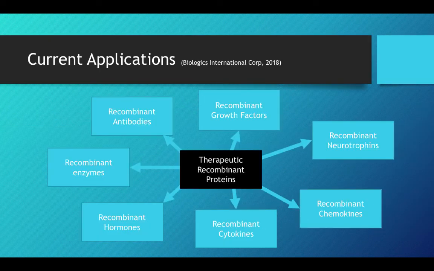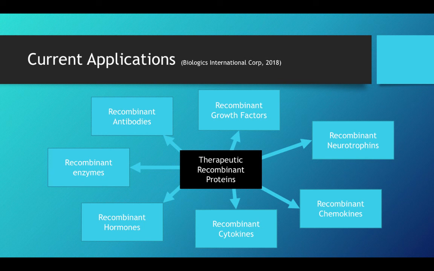Currently, there are a number of different therapeutic recombinant proteins available. These include recombinant antibodies. These are protein molecules that recognize and attack foreign bacteria and viruses in the body. Recombinant enzymes. These speed up metabolic reactions, for example, DNase for cystic fibrosis. Recombinant hormones. These function as a communication between different organs and tissues, for example, insulin for treating diabetes.